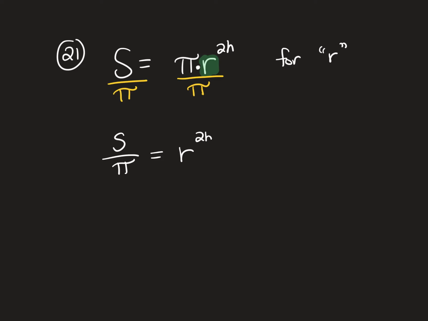What's interesting here is if I had just written r squared, if I just said s over pi equals r squared, I would say most of you could tell me how to solve that problem. To undo something that's being squared, we would take the square root.